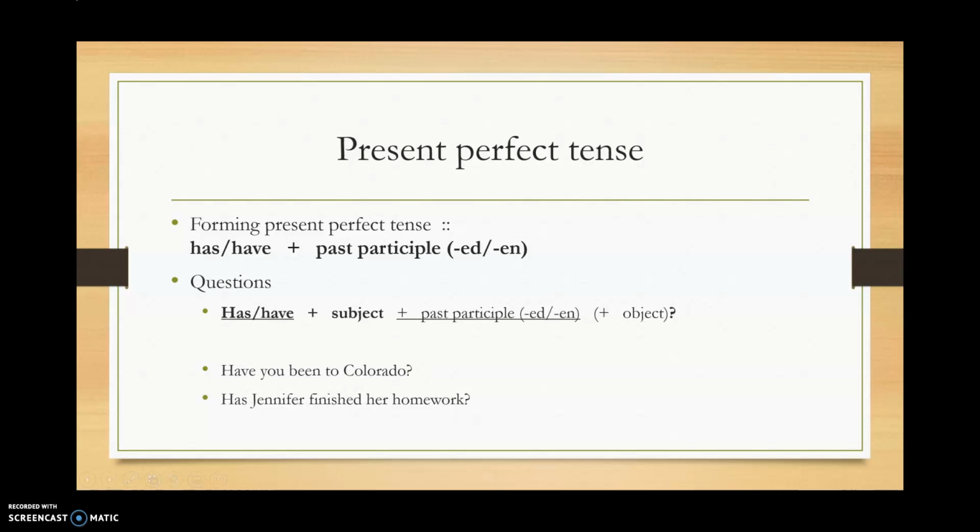For questions, we have to do some movement. So we move has or have to the front of the sentence, and we insert the subject between has or have and the past participle. Have you been to Colorado? Has Jennifer finished her homework?